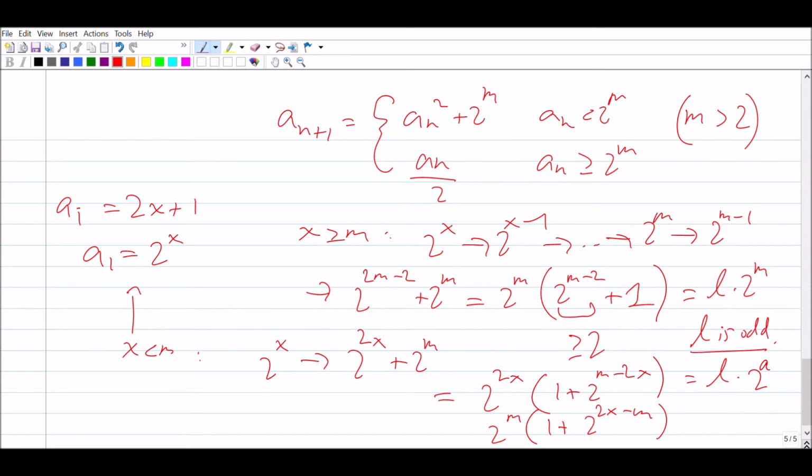There is also one more possibility. Let's say 2x was equal to m. Then we have 2 to the power 2x times (1 plus 1), which is 2 to the power 2x plus 1, or 2 to the power m plus 1. But now we have m plus 1, which is larger than m, so it's going to be the same thing over here. So again, we'll eventually end up at a term of the form L times 2 to the power a.